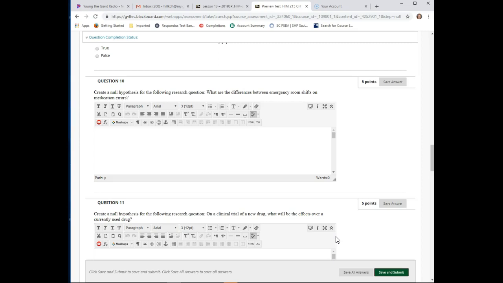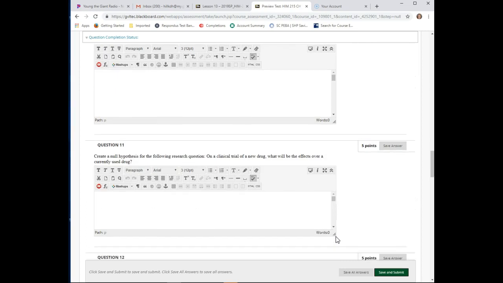So we know there's a variety of shifts for the emergency room, and that's our sample populations, and that's why that is the statement. There's no difference between emergency room shifts on medication errors.